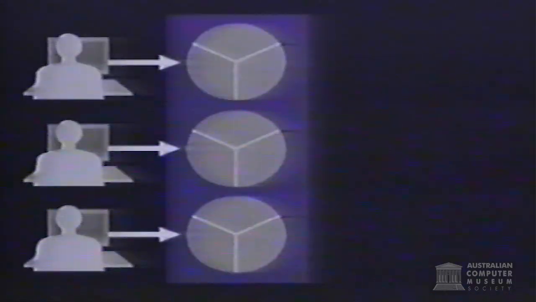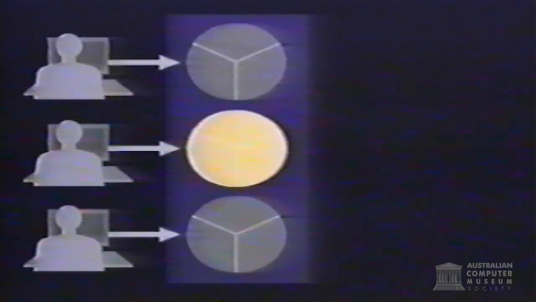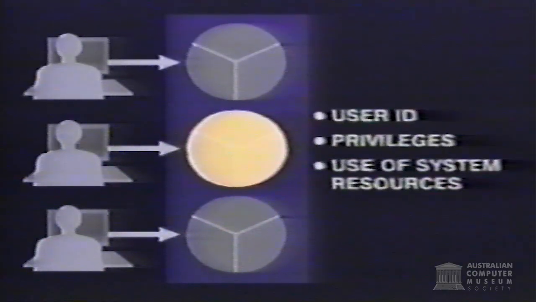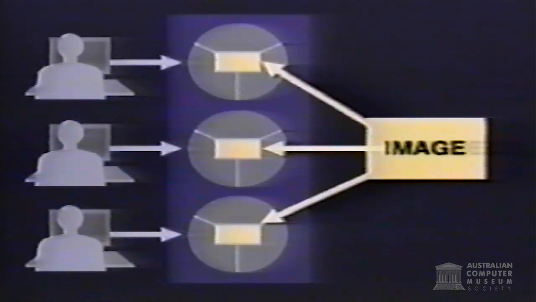When users first log in, VMS creates a process for each user. Initially, there is no image associated with the process. A process is the environment in which users can do their work, whether the work consists of writing, running, and debugging programs, or using an application program such as a spreadsheet. A user's process includes information such as the user's identification, privileges, and the use of system resources such as memory. When a user brings in an image for execution, the image executes within an environment, the process.